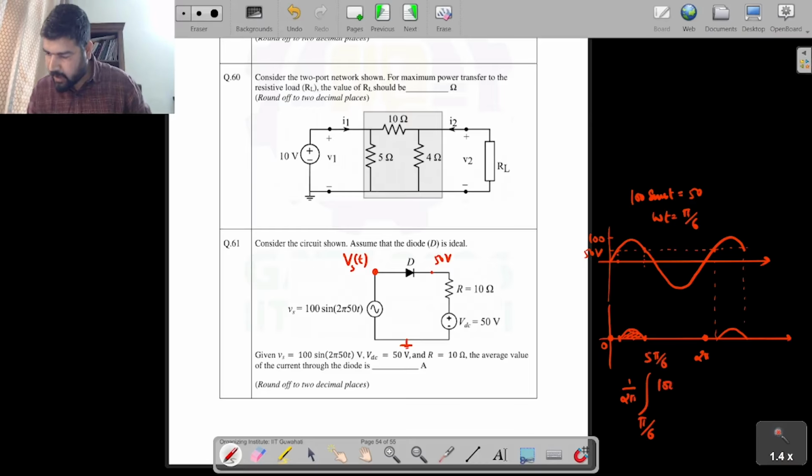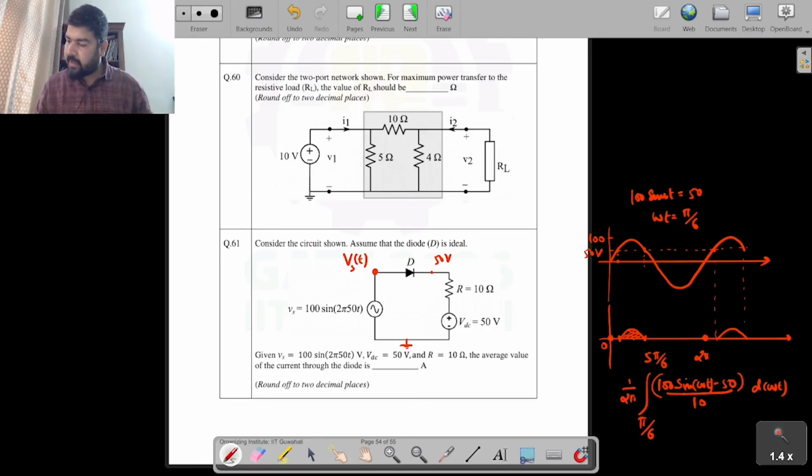Current expression is 100 sine omega t minus 50, divided by R. R is 10. So this is the current expression, and I have calculated the area from pi by 6 to 5 pi by 6, divided by 1 upon 2 pi. So this is the average value we get.